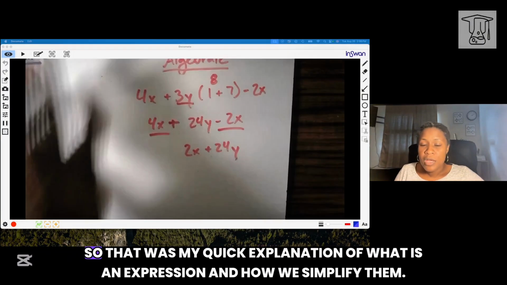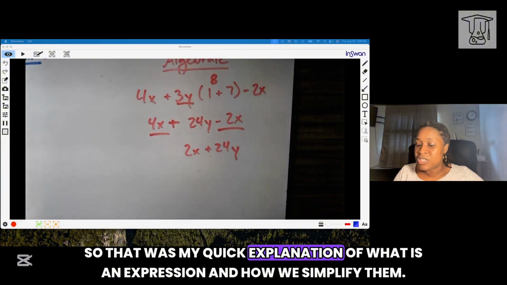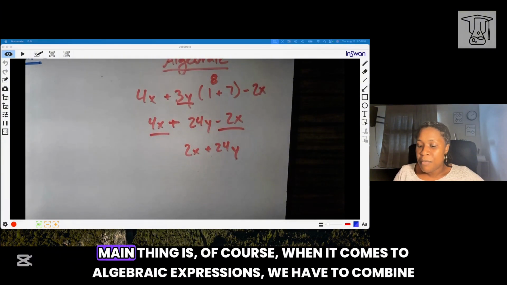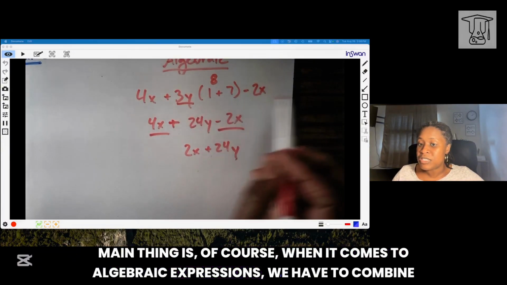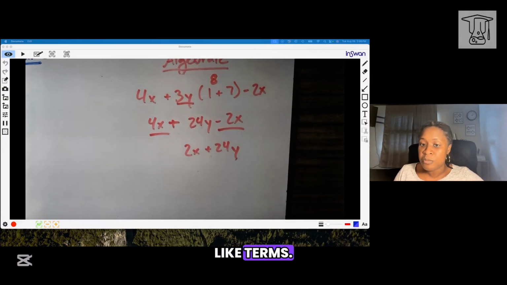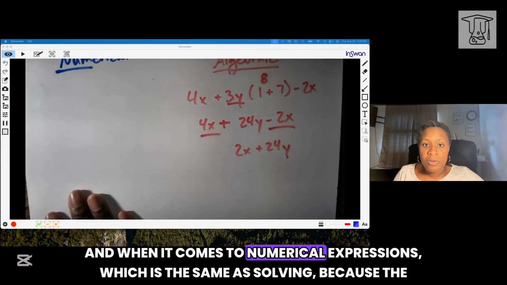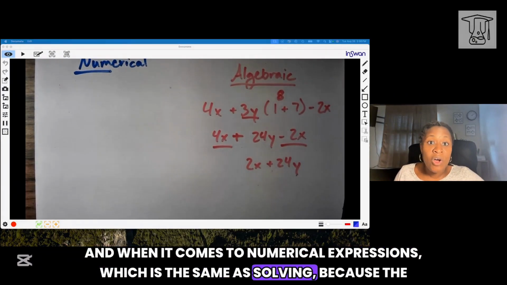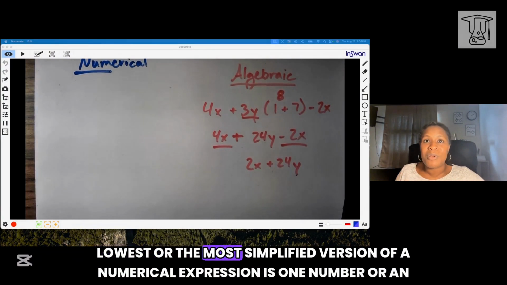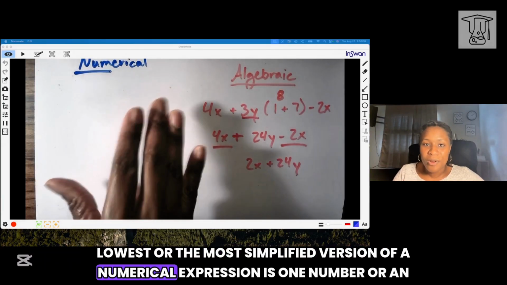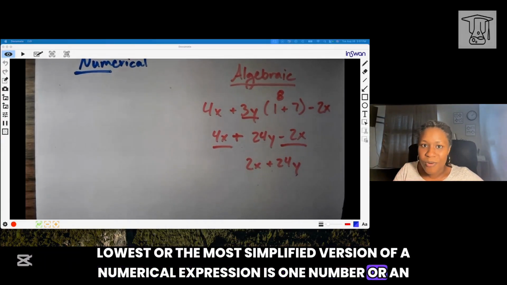All right. So that was my quick explanation of what is an expression and how we simplify them. Main thing is, of course, when it comes to algebraic expressions, we have to combine like terms. And when it comes to numerical expressions, which is the same as solving, because the most simplified version of a numerical expression is one number or an answer.